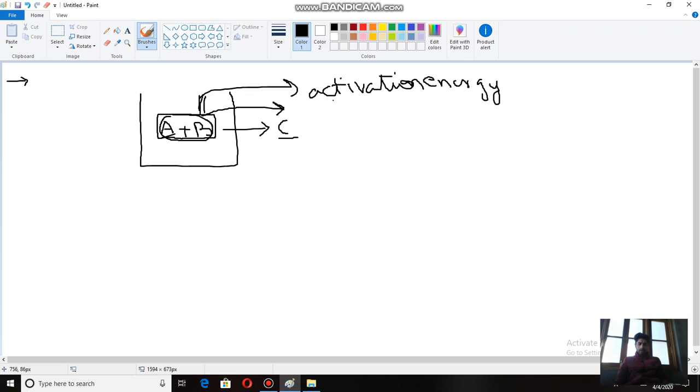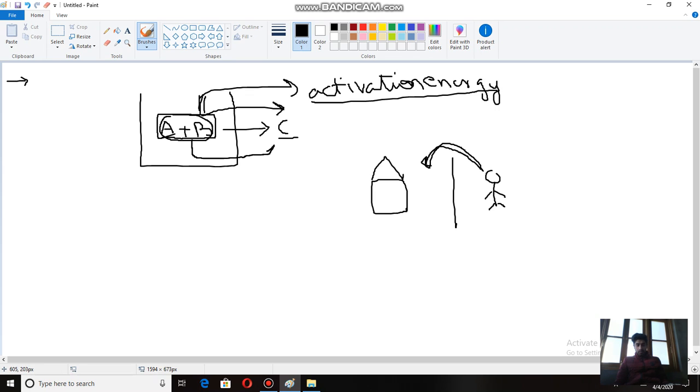See, let me give a common example. Let's take a child and he has to cross this wall. So here is his home. So before he can reach his home, he has to cross this wall. Same happens with these reactants. Before they can produce C, they should have a minimum possible energy, and that energy is known as activation energy.